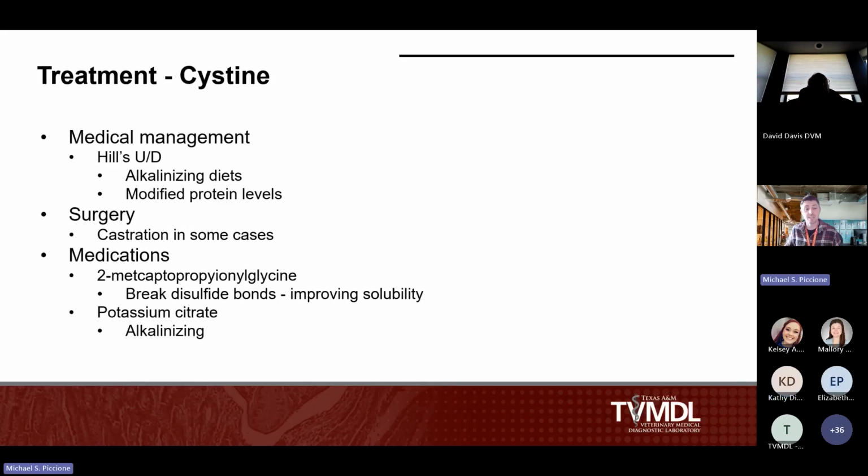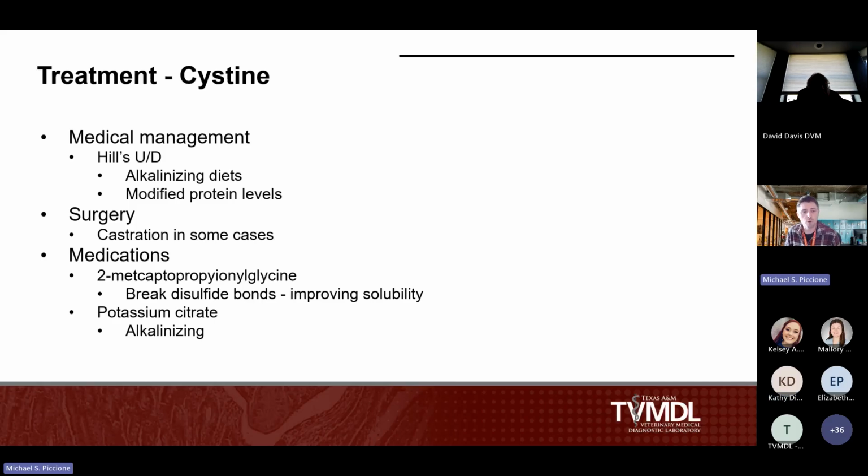Next up, we have cysteine. So thank goodness we moved on from calcium oxalates. We have cysteines, which can benefit from medical management. Again, there are diets out there. Essentially, what they do is they alkalinize the pH of the urine. They also have modified protein levels. We talked before about protein being one of the bases for the formation of these particular uroliths.